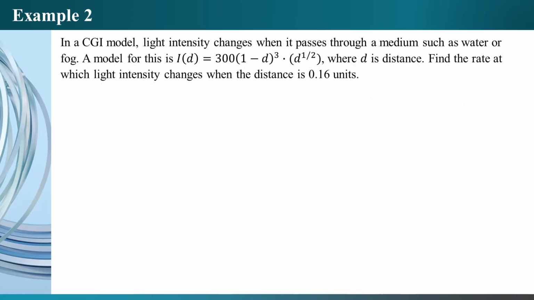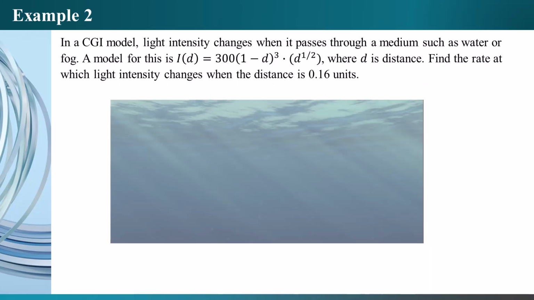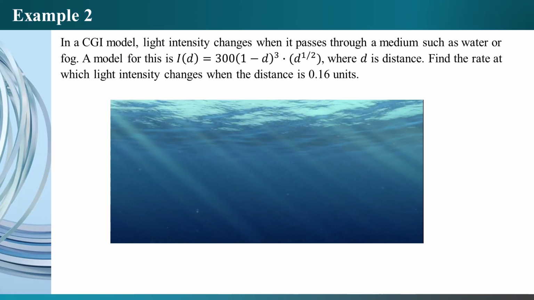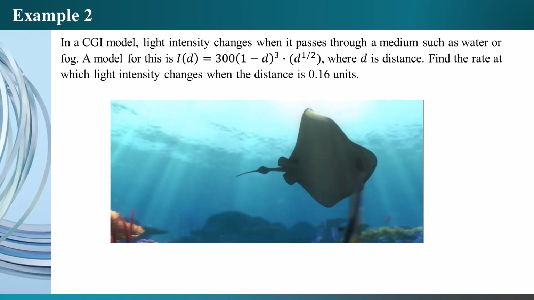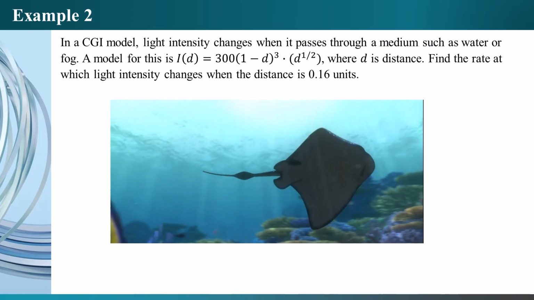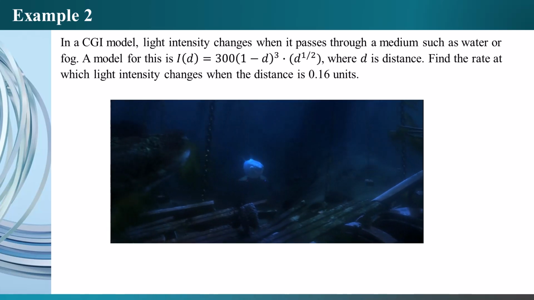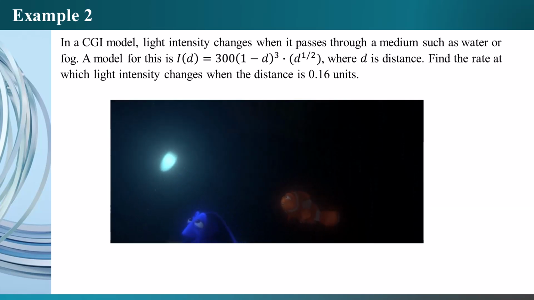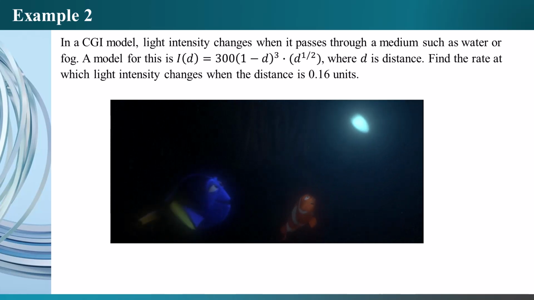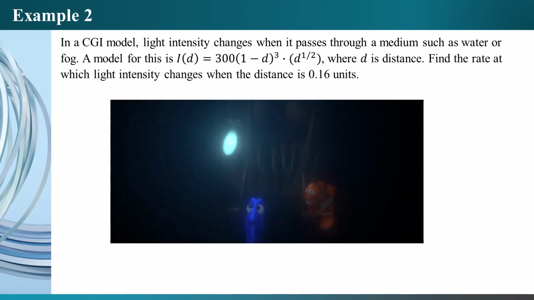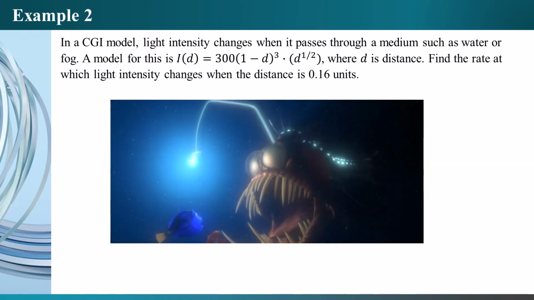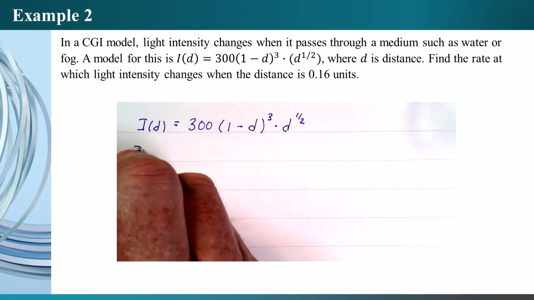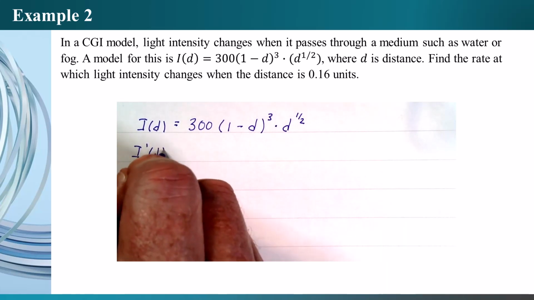Let's look at another example. In a CGI model, light intensity changes when it passes through a medium, such as water or fog. A model for this is I of d equals 300 times the quantity 1 minus d cubed times d to the 1/2. Here d is distance. We want to find the rate at which the light intensity changes when the distance is 0.16 units. I need to find the derivative.